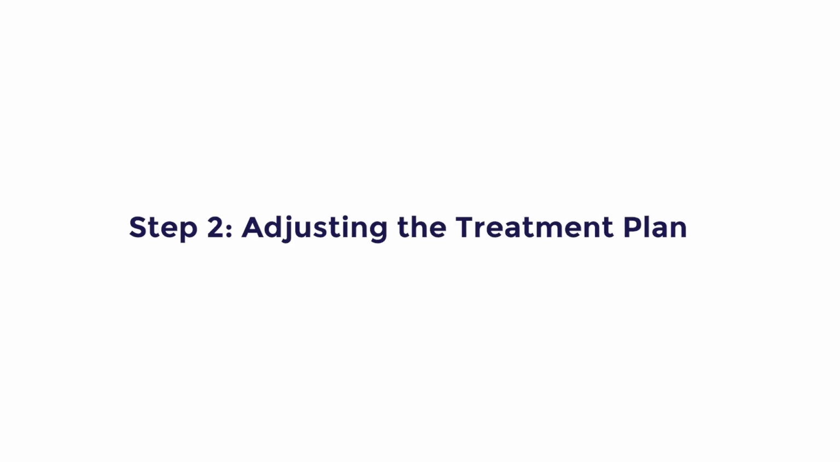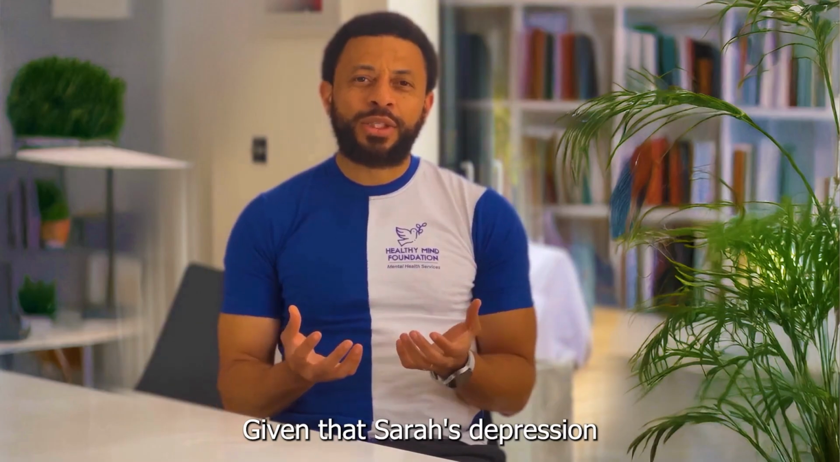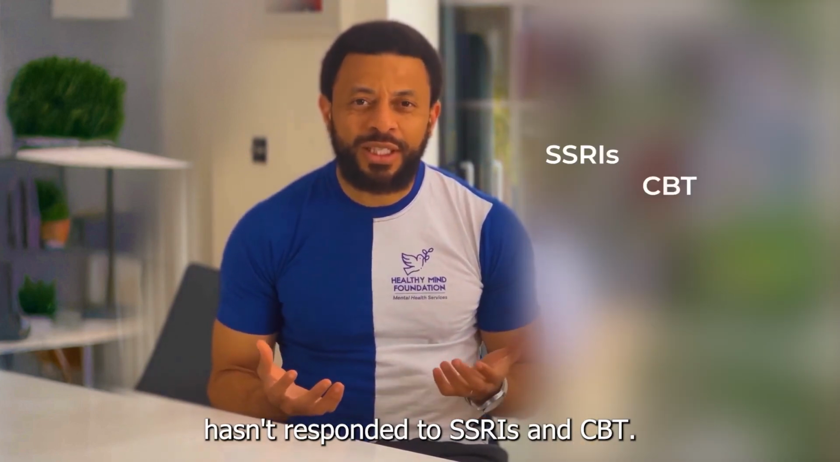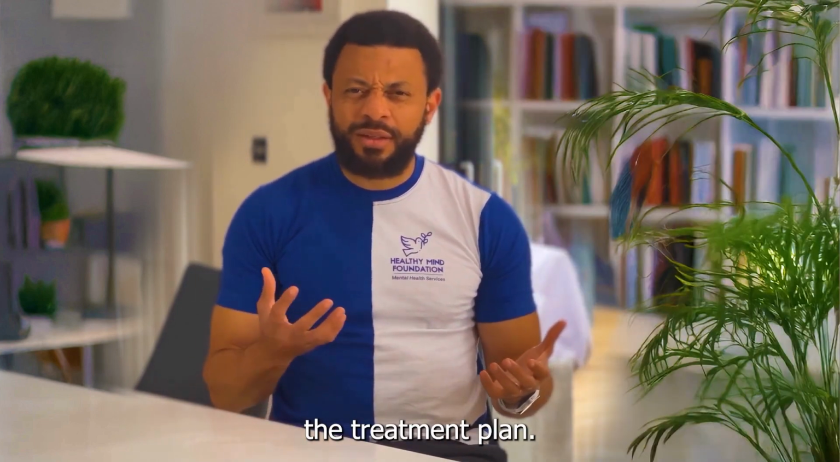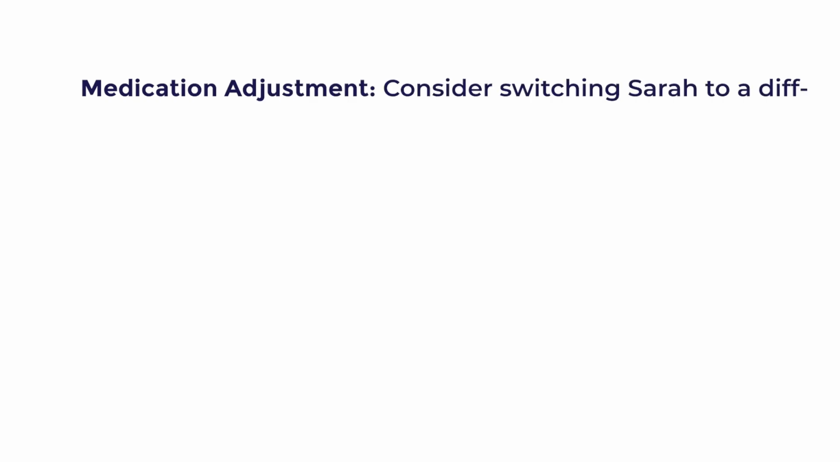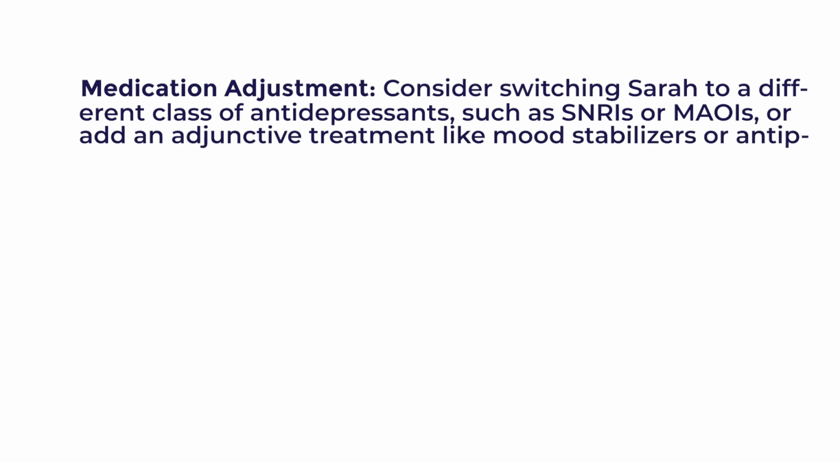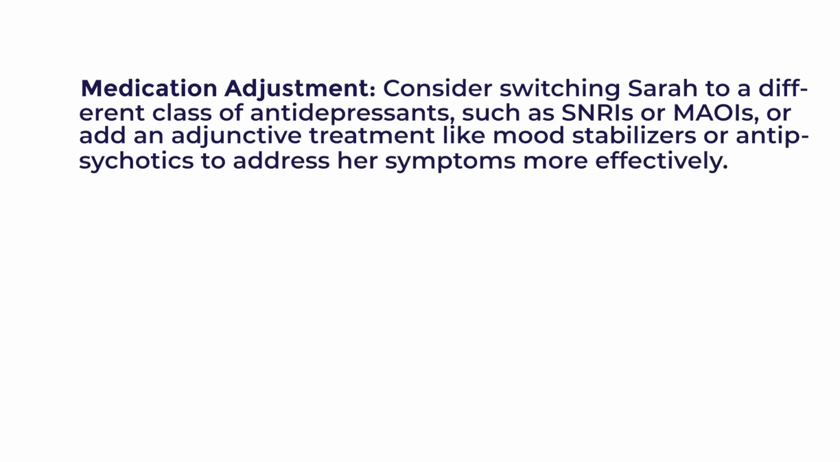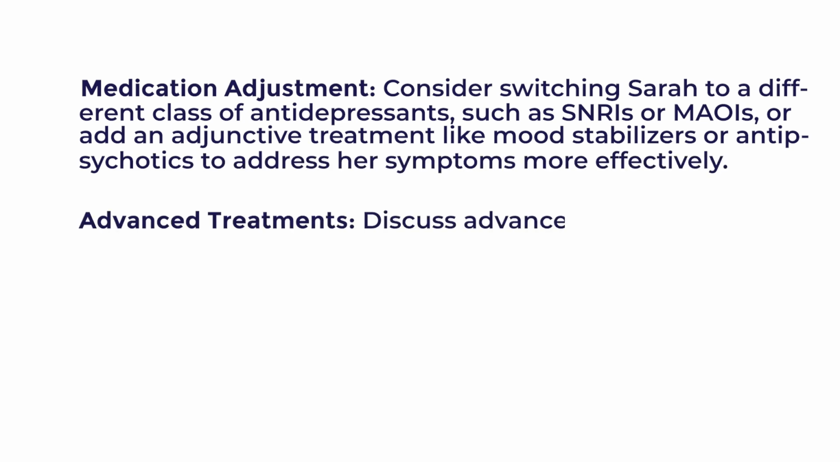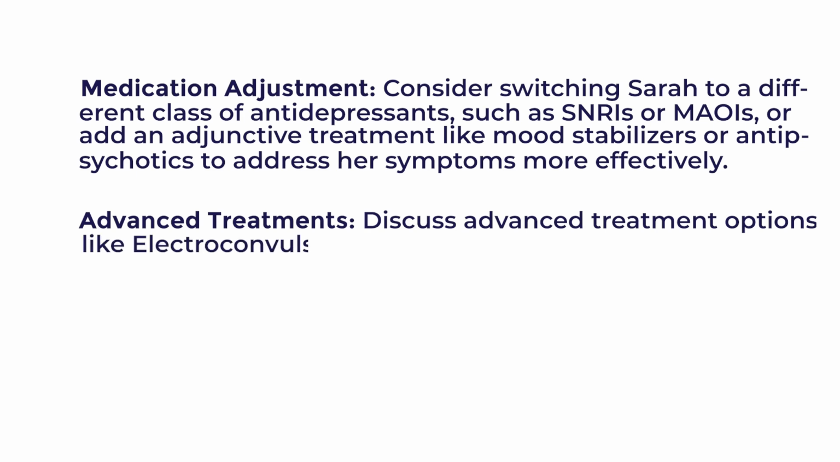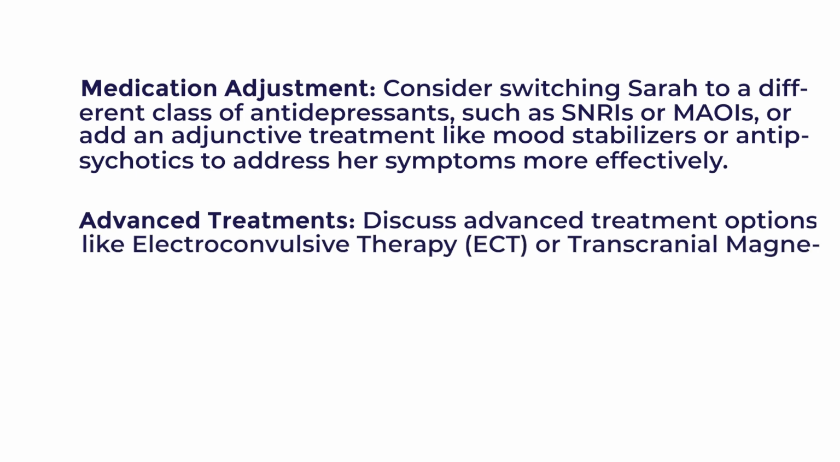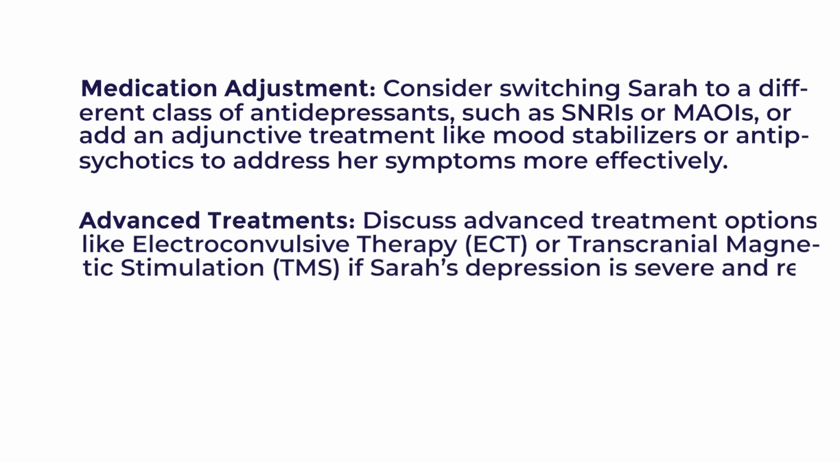Step 2. Adjusting the treatment plan. Given that Sarah's depression hasn't responded to SSRIs and CBT, the next step is to adjust the treatment plan. Medication adjustment. Consider switching Sarah to a different class of antidepressants, such as SNRIs or MAOIs, or add an adjunctive treatment like mood stabilizers or antipsychotics to address her symptoms more effectively. Advanced treatments. Discuss advanced treatment options like electroconvulsive therapy, ECT, or transcranial magnetic stimulation, TMS, if Sarah's depression is severe and resistant to medication and therapy.